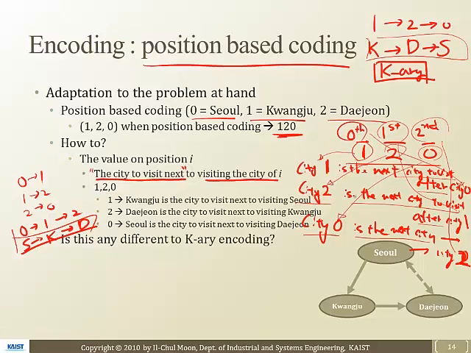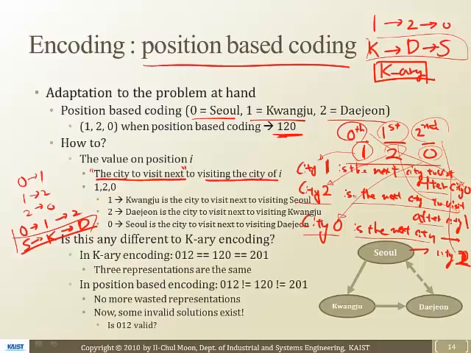By changing the encoding scheme, we can have different meanings. Then why on earth do we use this position-based encoding, which is a little more difficult than the k-array encoding? Can you think about why? The reason is that we want to eliminate this case. For example, in k-array encoding, 0, 1, 2 and 1, 2, 0 and 2, 0, 1 actually represent the same trip plan, right? If we make this a circle plan, 0, 1, 2 and 1, 2, 0 and 2, 0, 1 are all the same.